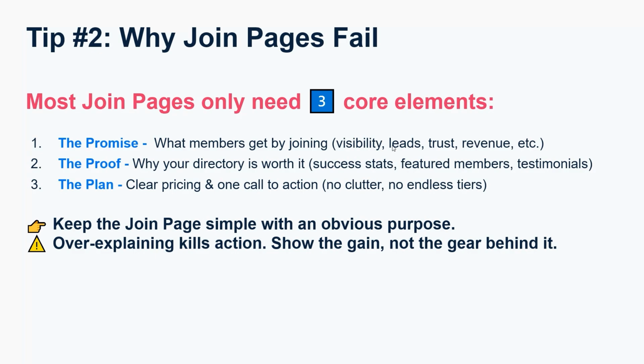So tip number 2 with regards to why join pages fail is that most join pages only need 3 core elements, and we end up putting 25 elements on the join page. The promise means what members will receive. Will they receive visibility? Will they receive leads, appointments? What will they receive? That has to be number 1. The first row, if it can speak about that, it's done.